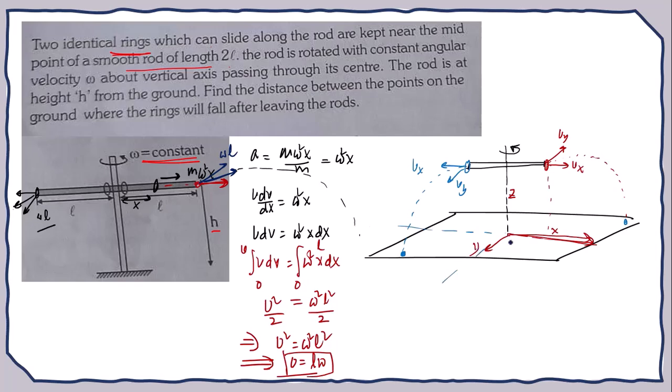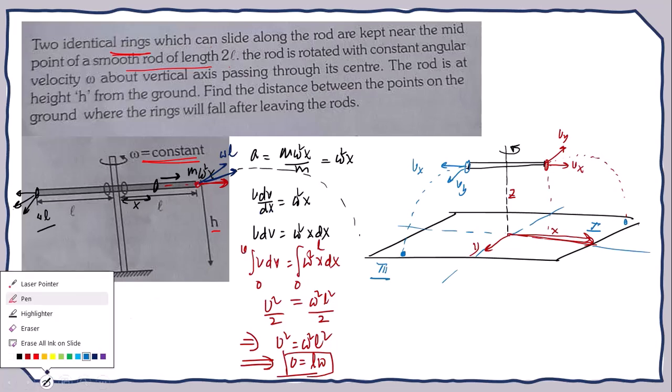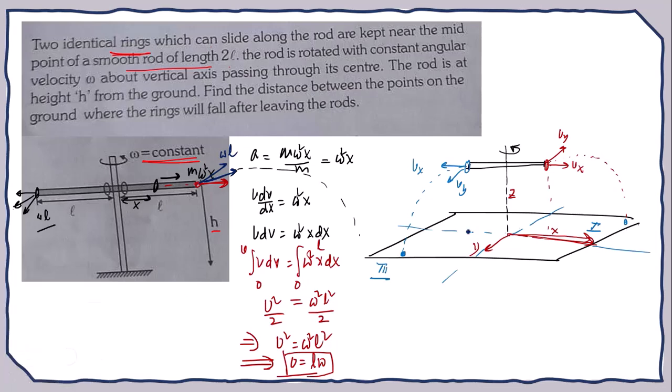So according to the coordinate system, the first one is falling in the first quadrant and the second one is falling in the third quadrant. Now the only thing is that you have to get the coordinates of these 2 points. Now how to get that? Taking this as the origin point, can I say that the time for both the rings to reach the ground is basically t equals under root 2h by g. After that time, it will fall on the ground.